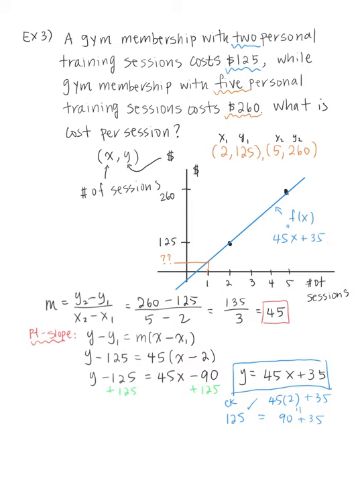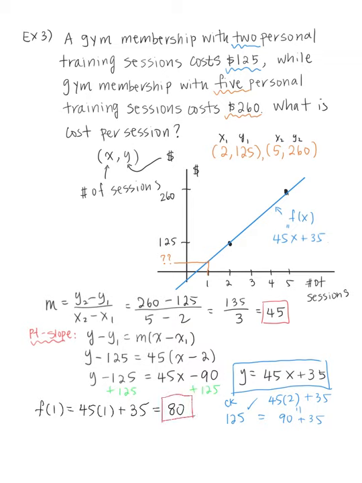All right, so now all we have to do is compute f of 1. Because if I compute f of 1, that's going to give us the corresponding price per session, right? Because 1 stands for 1 session. All right, so let's do it. Our f of 1 is going to be 45 times 1 plus the 35, which equals 80.